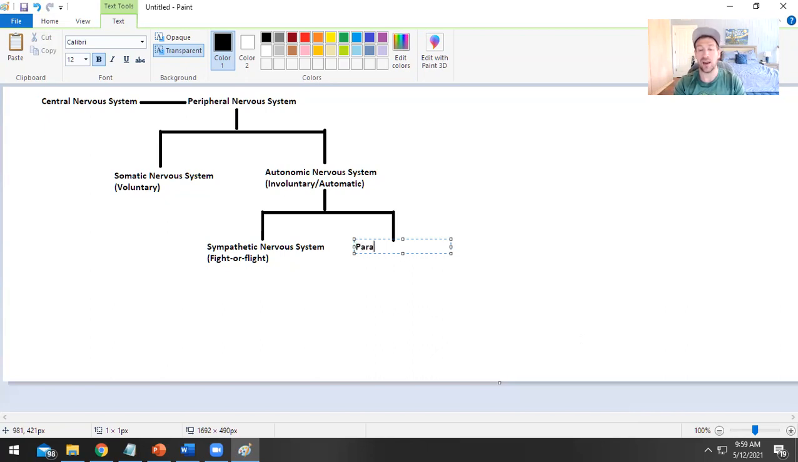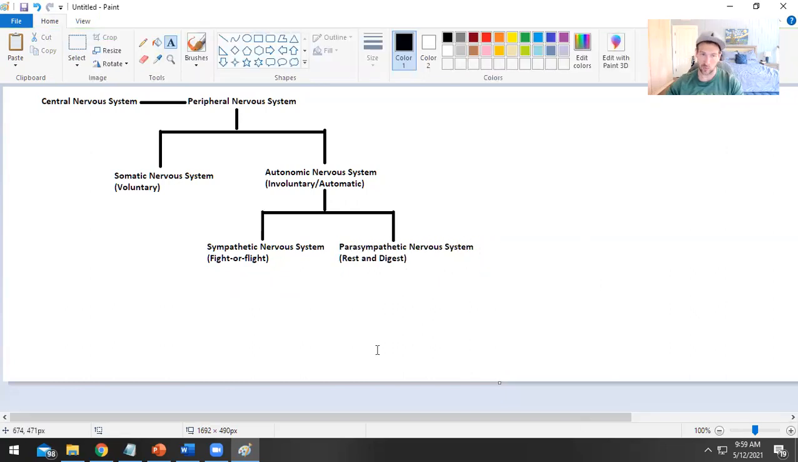But then we've got our parasympathetic, which is your rest and digest system. So the parasympathetic nervous system is sort of the opposite of the sympathetic nervous system. Its job is to kind of calm you down, right?